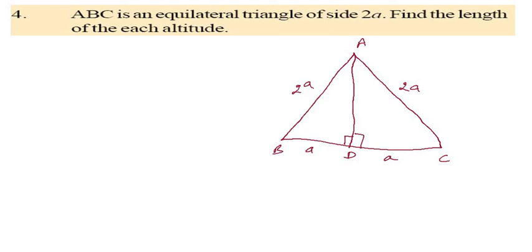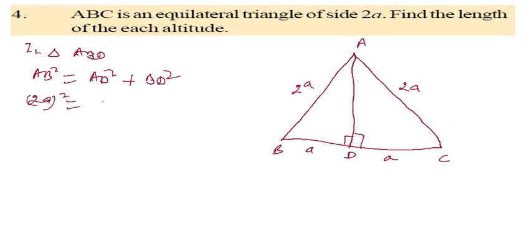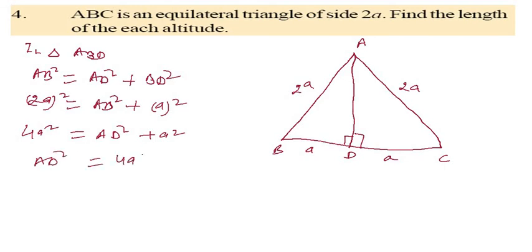So you can take any triangle. So you can say in triangle ABD, AB square is equal to AD square plus BD square. Put the value. AB is 2a, squared, AD we want to find, plus BD is a, squared. It is 4a square equals AD square plus a square. Now AD square is equal to 4a square minus a square. That means AD square is equal to 3a square. So AD will be equal to root 3 of a, and that is your answer.